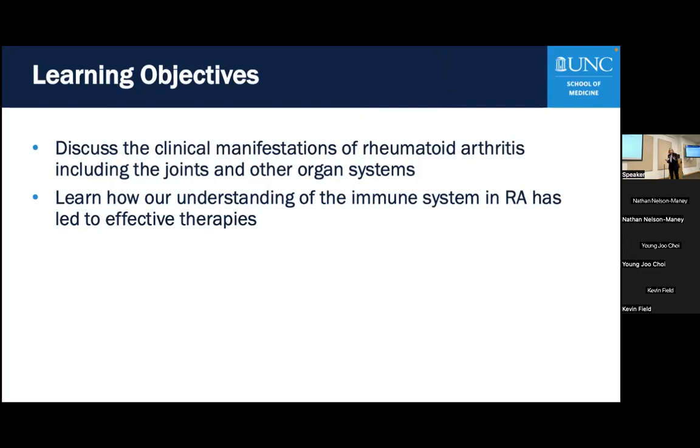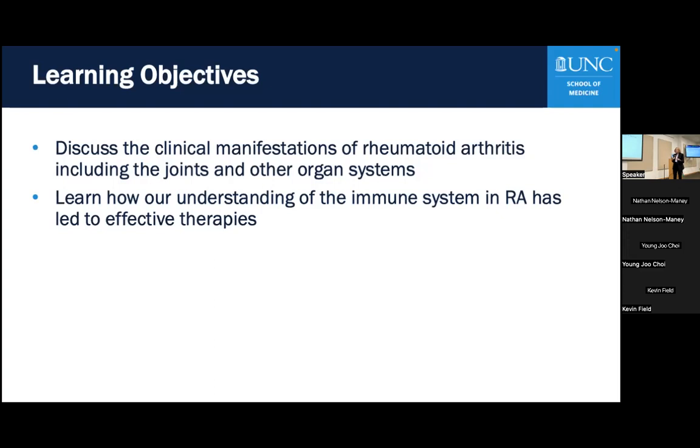Okay. We're going to talk about clinical manifestations, including the joints, but other organ systems. And Nate actually teed me up perfectly for this, because rheumatic diseases we think about as being primarily diseases of the musculoskeletal system, but actually most of our rheumatic diseases can affect any organ system, and rheumatoid arthritis is no exception to that rule. So we're going to talk about that.